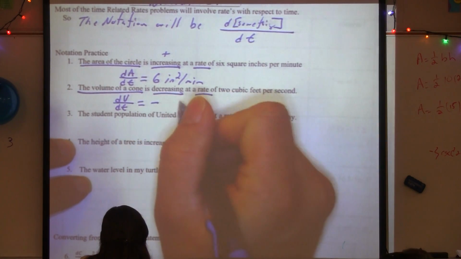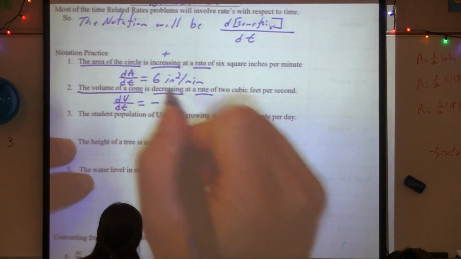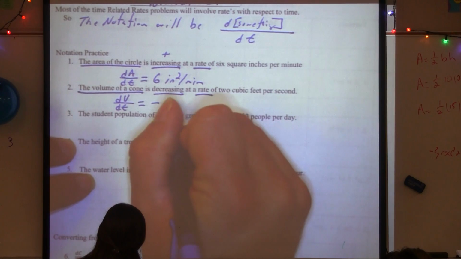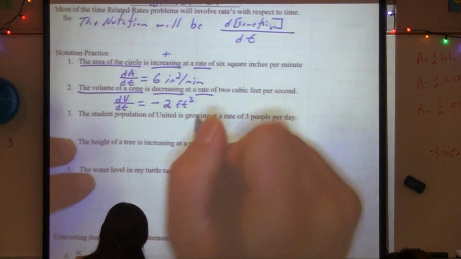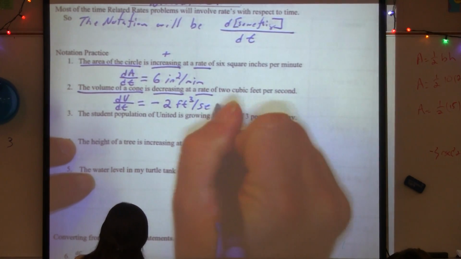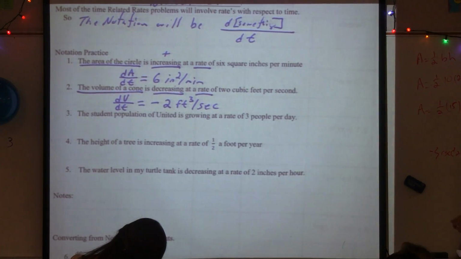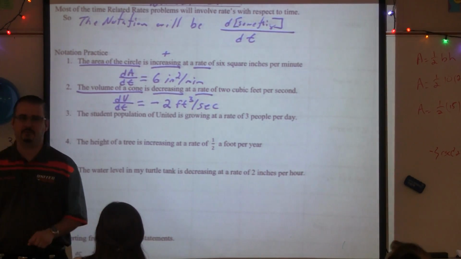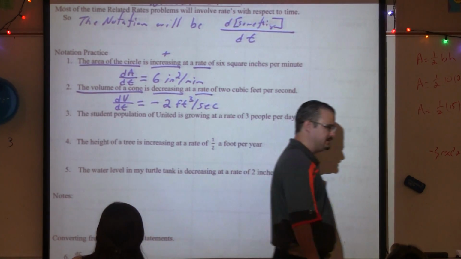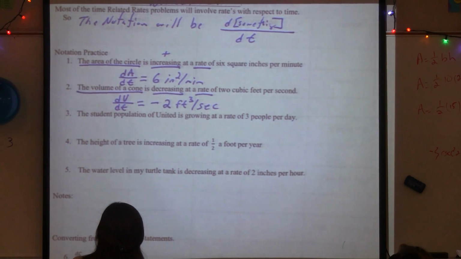Negative? Why negative? Oh, because of the word decreasing, okay. And then 2 feet cubed per second. Why is it cubed? Because anything cubed is volume, right? Okay, you're multiplying 3 dimensions. Excellent. Okay, be careful there. Alright, how about the next one?